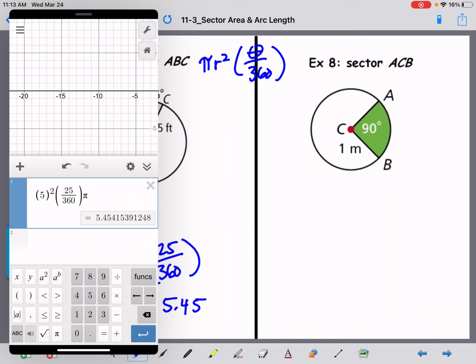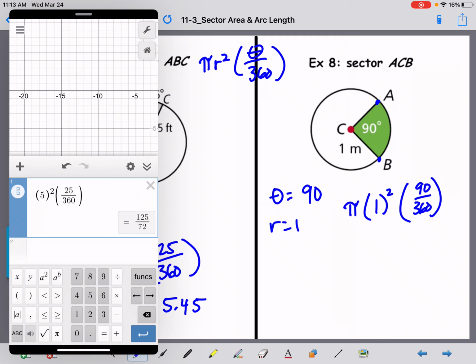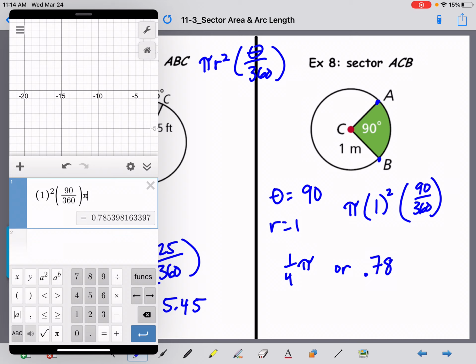So same thing here. Theta is 90. Radius is 1. Pi, r squared is 1 squared. 90 over 360. Take out the pi. Put in the 1 squared. This needs to be a 90. And I get 1/4 pi. Or if I put the pi in, I get 0.78. And that 8 should become a 9. That looks funny. There we go.